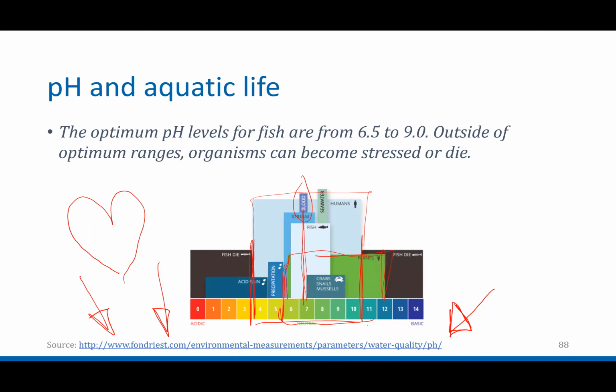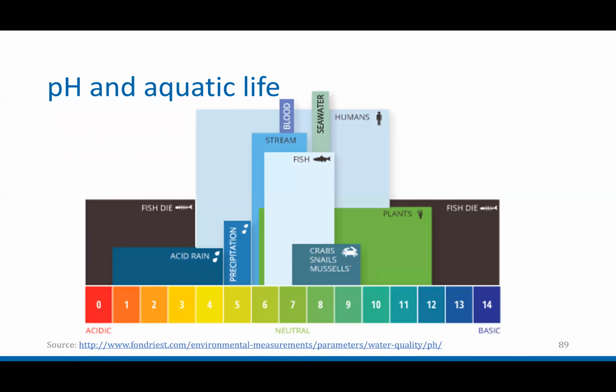Fish prefer this range here. But they can survive with it being a little bit more acidic, and anything below 4 or anything above 10, they will die. But again, their preferred is still 6.5 to 9. That would be their ideal range. So here we go. Here's a bigger picture. I should have been drawing on this one. It's a little blurry, but you can see again the ideal range here for the fish.